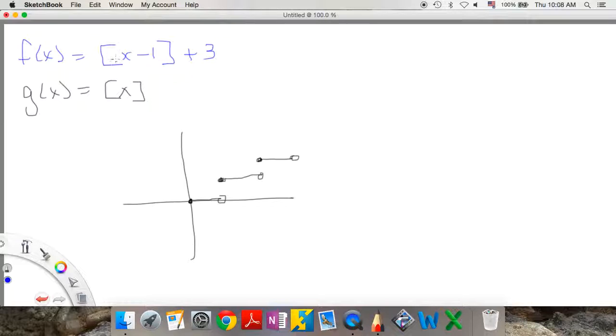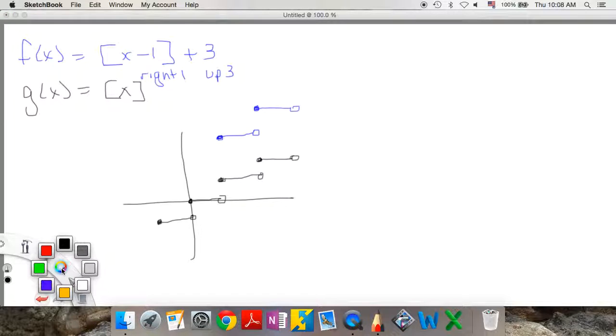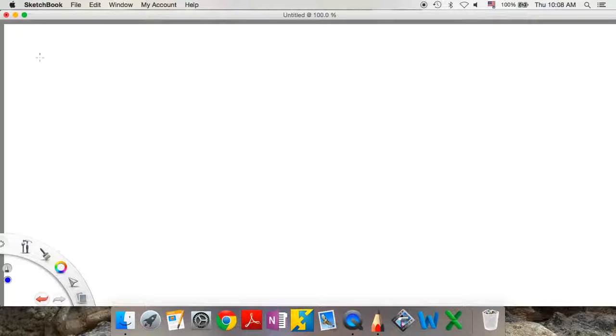So if we want to do this one, we're going to go up 3 and to the right 1. So we go to the right 1 and up 1, 2, 3, and we're here. Go to the right 1, up 1, 2, 3, and so on. And if we kept going over here, our g of x would be here. So all these pieces to the right 1, up 1, 2, 3, it just shifts the whole graph right 1 and up 3. Make sure you know how to deal with those translations.